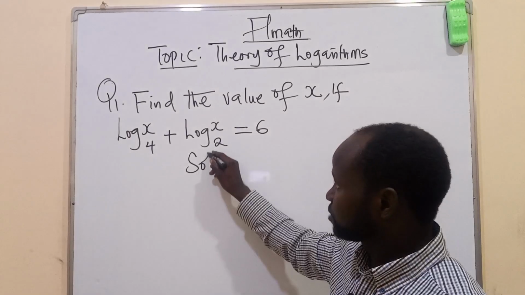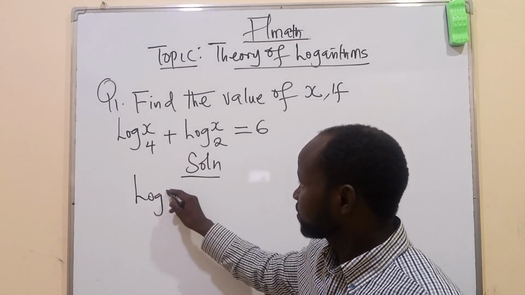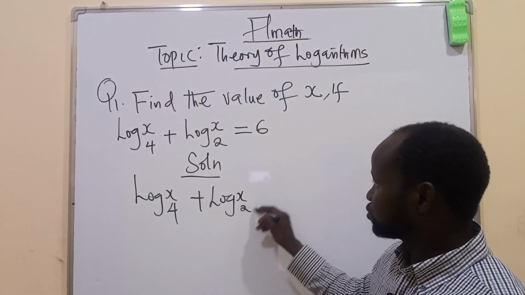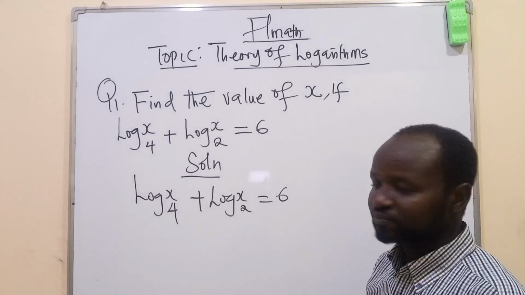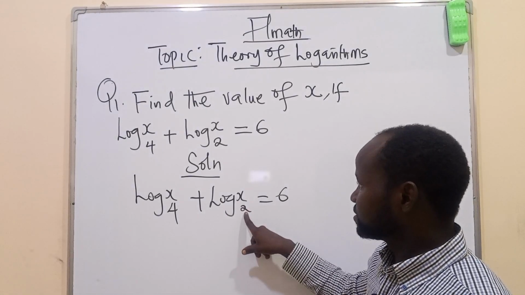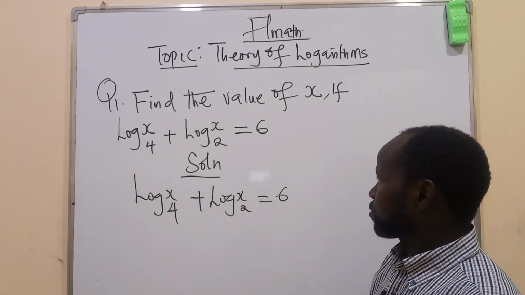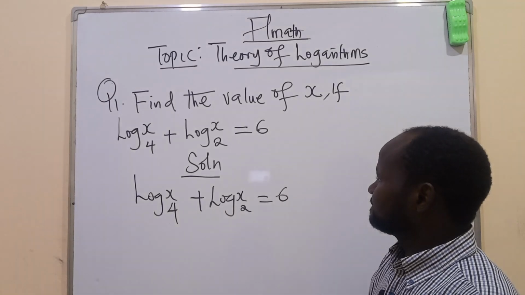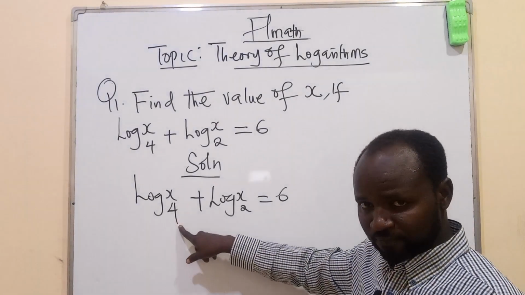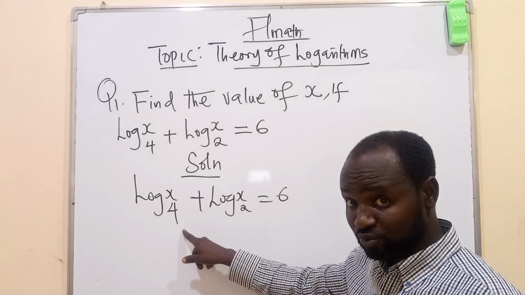First thing to do, write down the solution. We have log x to base 4 plus log x to base 2 equals to 6. Here the base is 4, here the base is 2. So, for me to work on this, this 4 here, I can write 4 as 2 power 2, meaning I'll have the base as 2.